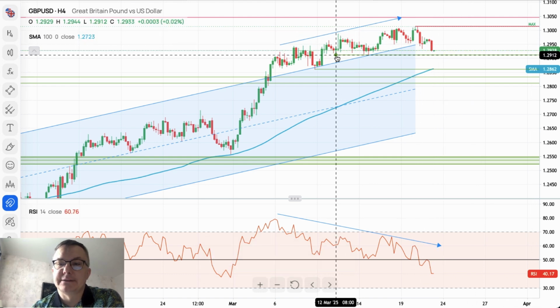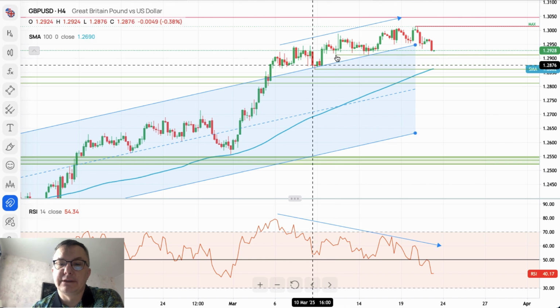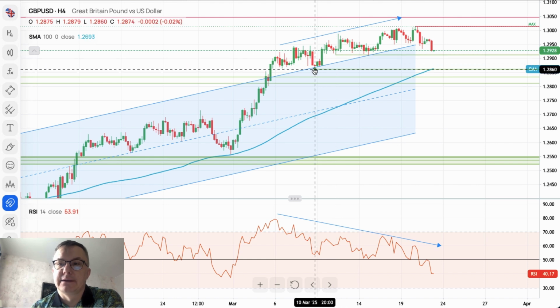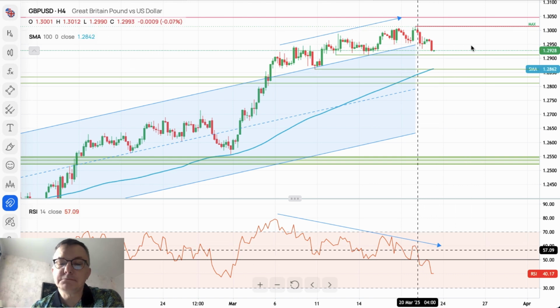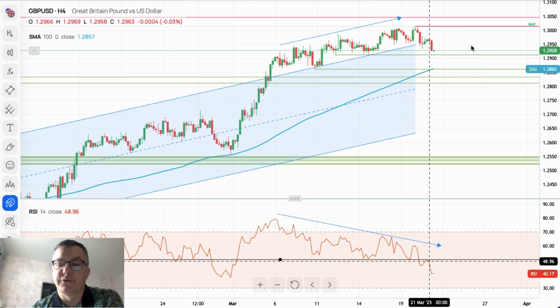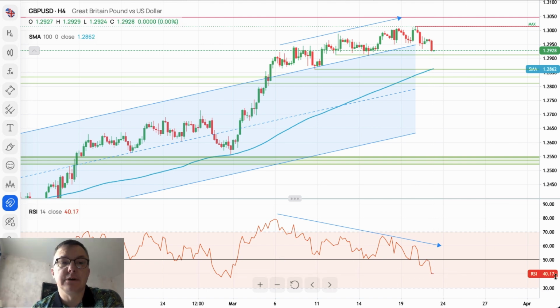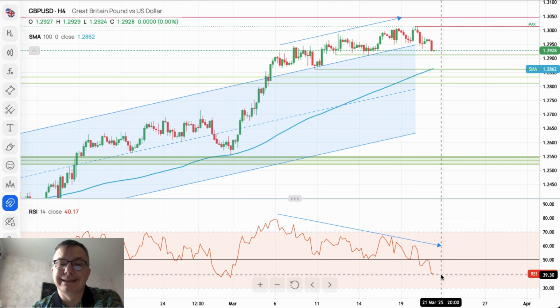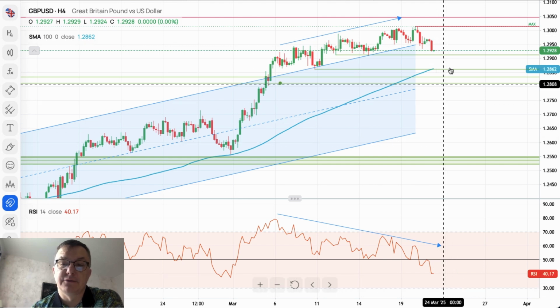The first technical support is 1.2912, then there is 1.2860. So as you can see, there is still some room to the downside. Momentum just broke below the level of 50. Right now the RSI is at the level of 40 points only. There's plenty of room to the downside here on the RSI before we will hit the extremely oversold condition.